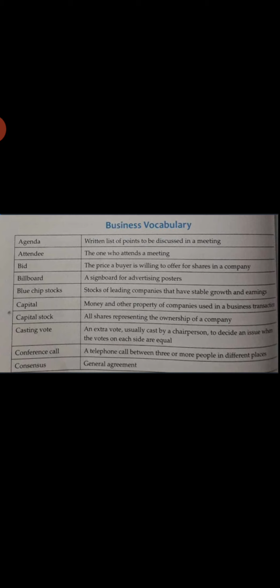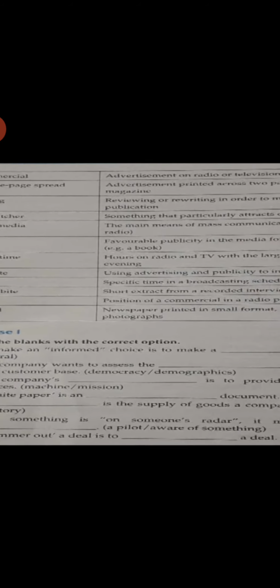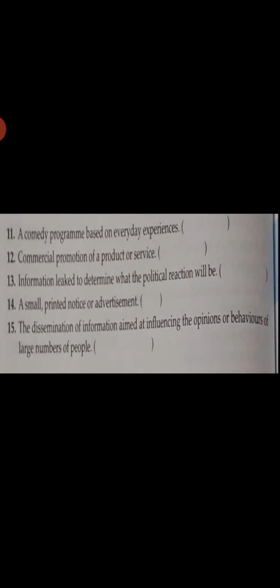Then dividend. What is this dividend? You can see it on page number 91. Dividend means a part of a company's earnings that is paid to the shareholders, stockholders on a quarterly or annual basis. That is called dividend.